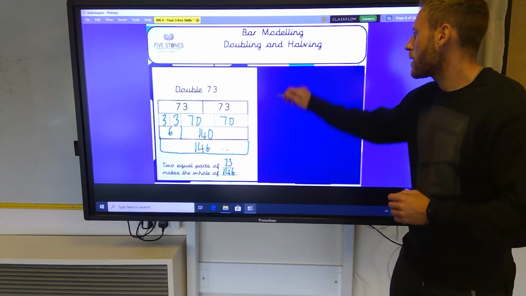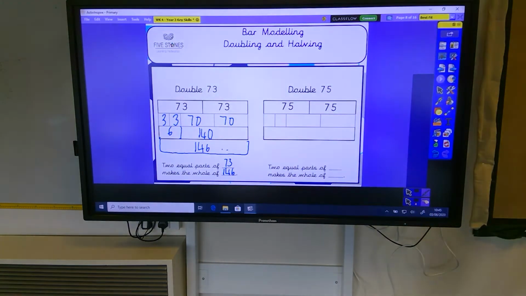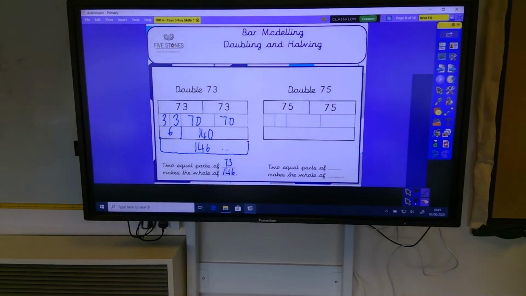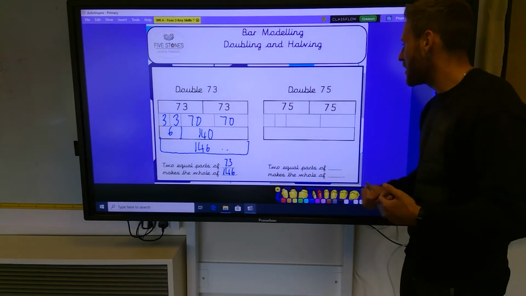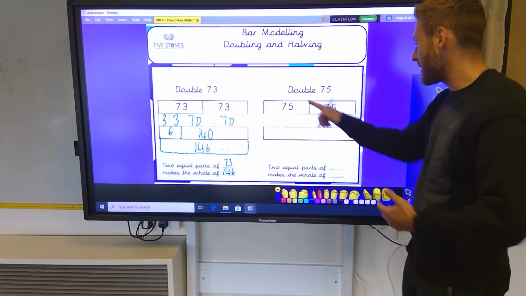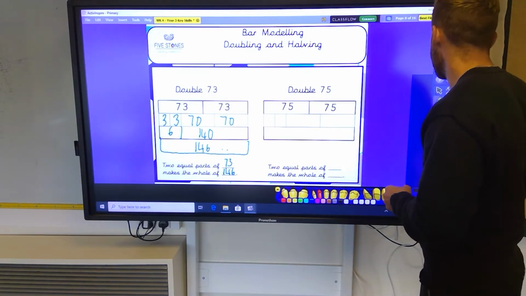Your turn to work on your own. Oh, very similar. Off you go. Great, I'm back into help. So 75 and 75, that's how it looks when we're saying double. There are two equal parts of that same number.